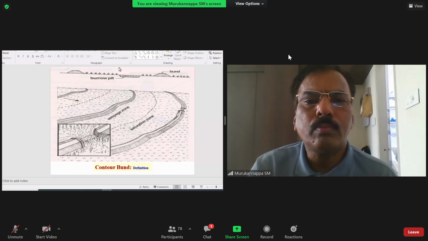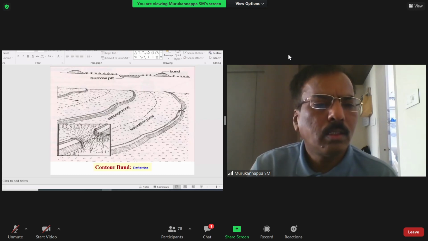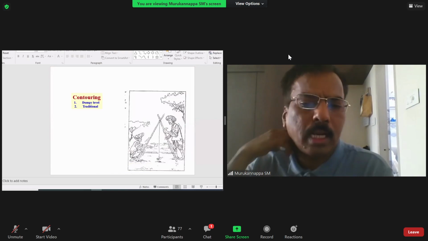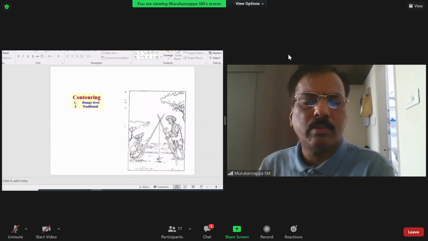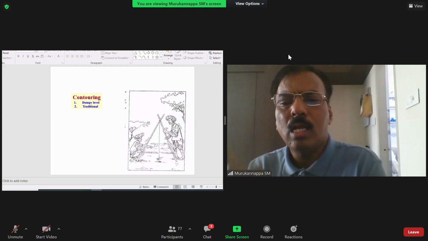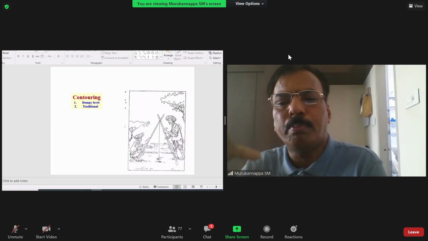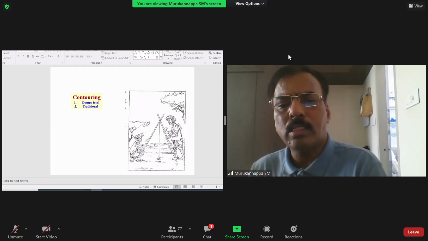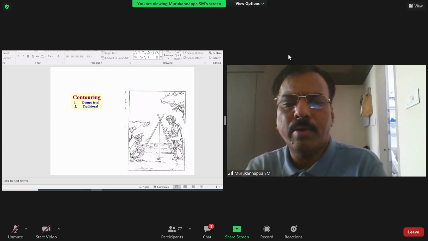Okay, so next. Contour bund is understood. So next, when making the contour bund, there are two methods. We have to find the level, using a dumpy level and making the contour line. On the contour we have to put the contour bund. Traditionally, in earlier days they made the A-frame. What is that? This is the A-frame.